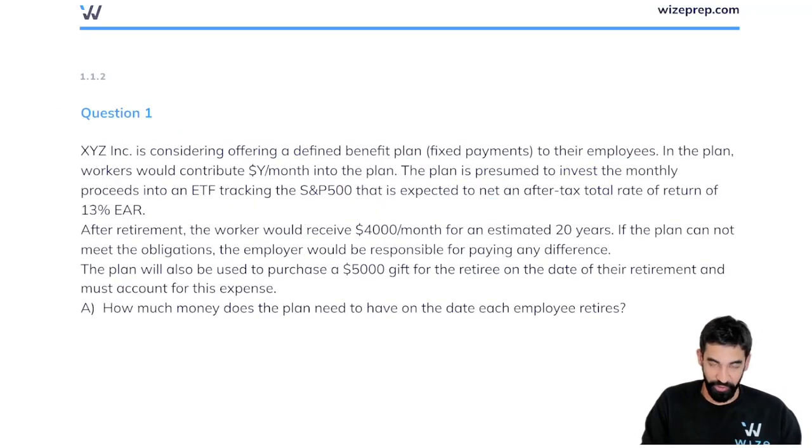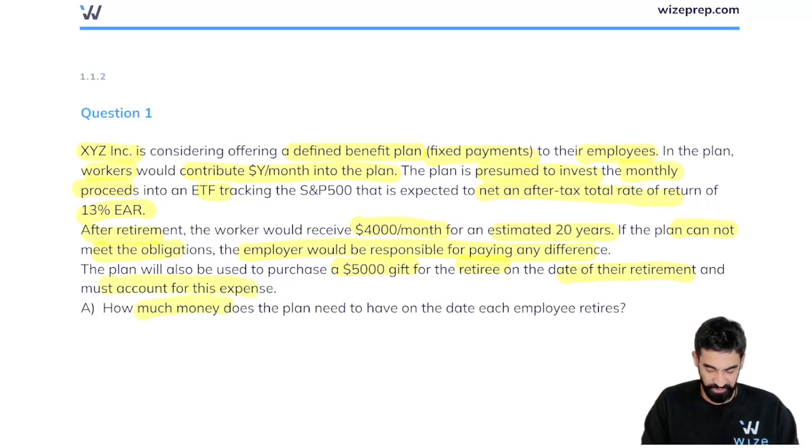Okay, the fun part, long answers. Question 1, it says XYZ Inc. is considering offering a defined benefit plan, which has fixed payments to their employees. In the plan, workers would contribute Y dollars per month into the plan. The plan is presumed to invest the monthly proceeds into an ETF that's expected to net an after-tax annual rate of return of 13% EAR, effective annual rate. After retirement, the workers would receive $4,000 a month for an estimated 20 years. If the plan cannot meet the obligation, the employer would be responsible for paying any difference. The plan would also be used to purchase a $5,000 gift for the retiree on the date of their retirement and must account for this expense.